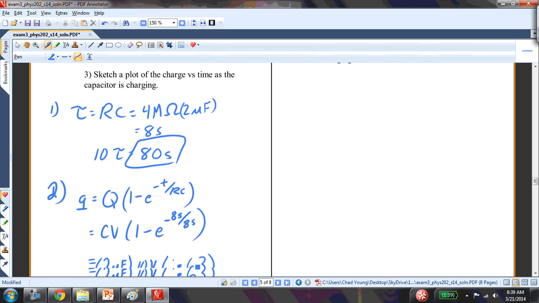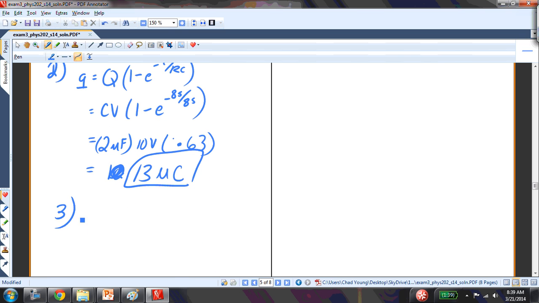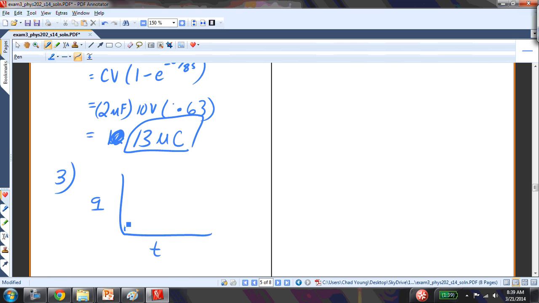And then sketch a plot of the charge versus time. So the charge versus the time looks like this, and it's going to asymptote to that maximum value of Q equals 20 microcoulombs. So at T equal 8 seconds, it was roughly like right here at 13 microcoulombs.